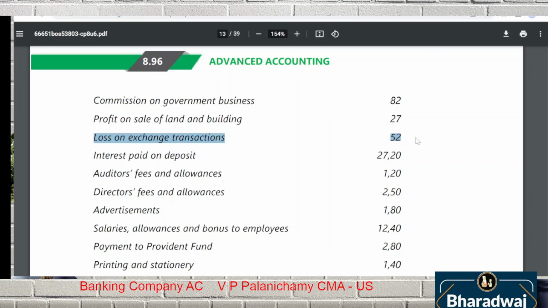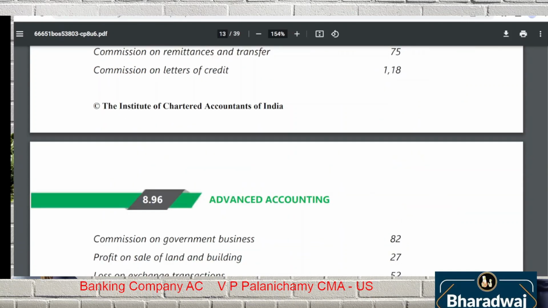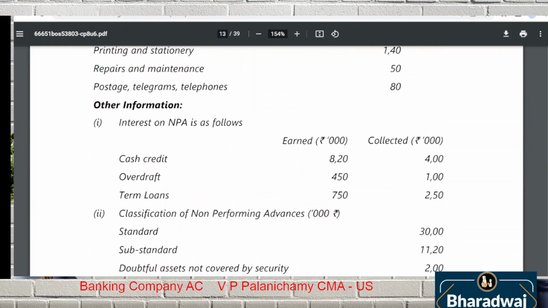Interest paid on deposit, of course, is an expense, in interest expended, 15. Then auditor's fees, director's fees, advertisement, salary, PF, printing and stationery, everything will come in what? 16. Printing, repairs and maintenance, postage, everything is 16.